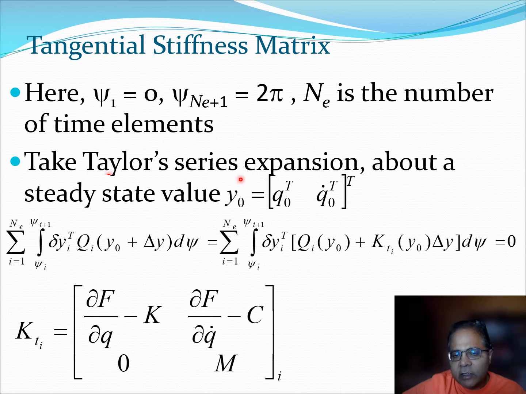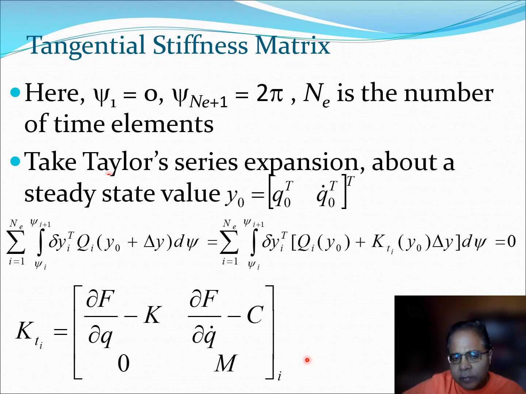Now we take a Taylor series expansion of q around the steady state value y0. So this is some value q0, q dot 0, and we expand it about this value, so we get something like this. So now this is expanded out, and what you get is a vector and a matrix times a delta y. This particular matrix is known as the tangential stiffness matrix, and you can express it as follows.